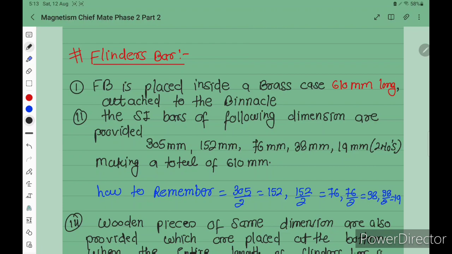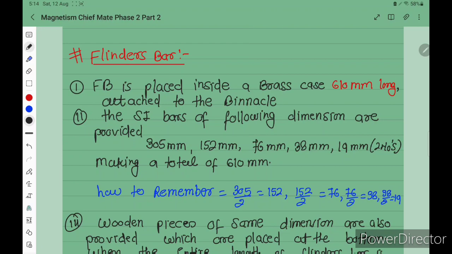So just remember only 305. Now 305 divided by 2, you will get 152.5. So round it, 152. Now 152 divided by 2, you will get 76. And 76 divided by 2, you will get 38. And 38 divided by 2, you will get 19. So no need to mug up, only just remember 305.